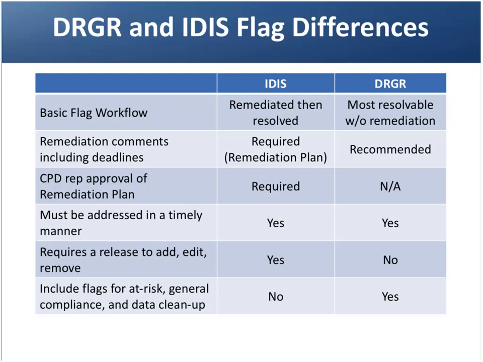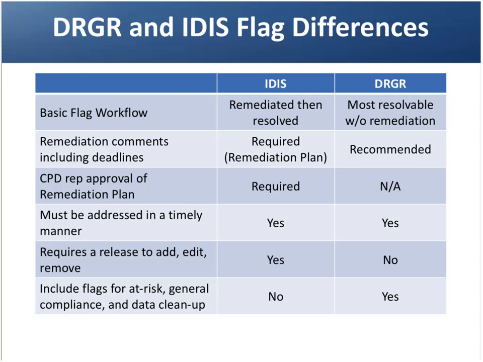Flags require a release to add, edit, or remove. In IDIS, that is true. There's a finite set of flags in the IDIS system. That's because most of them are tied to particular regs and statutes, so they're written into law and they're known. Whereas in DRGR, the flags are much more flexible. Yes, we have criteria-based flags, but we also have these data cleanup flags. So we can add them at any time, which means that you'll probably see them being added to the system more or less on a quarterly basis, or as quickly as we can get them in.